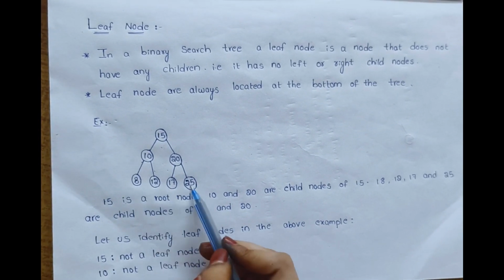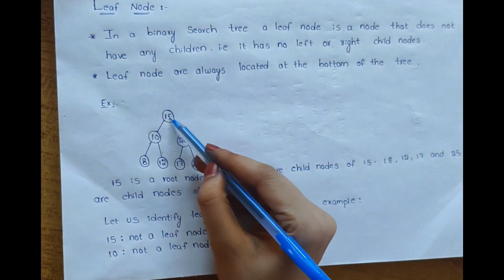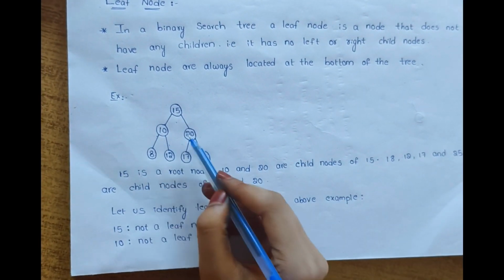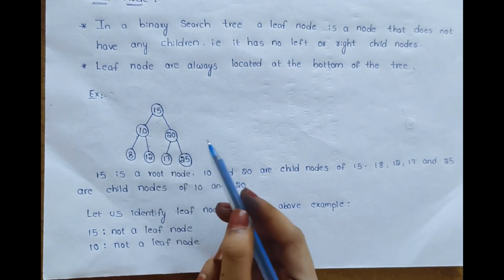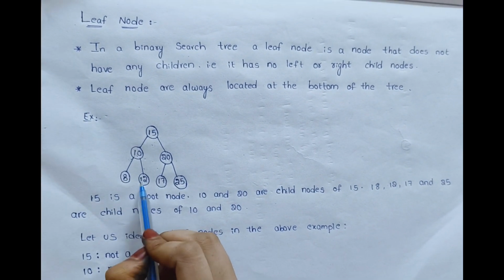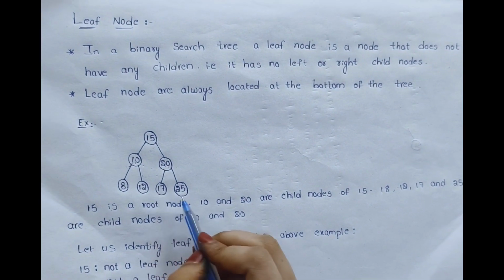Now, in this example, we will find which are the leaf nodes and which are not. 15 is not a leaf node because it has child nodes 10 and 20. 10 is not a leaf node because it has child nodes 18 and 12. 20 is also not a leaf node because it contains child nodes 17 and 25.